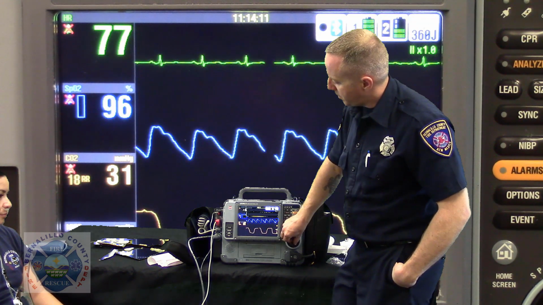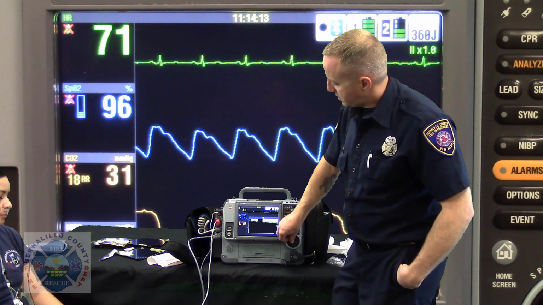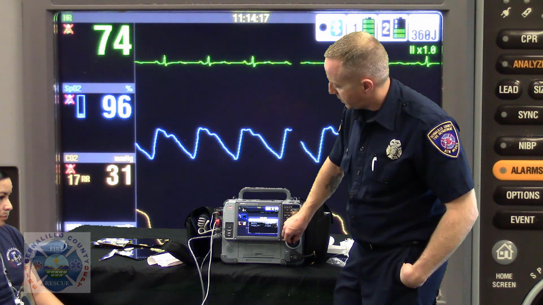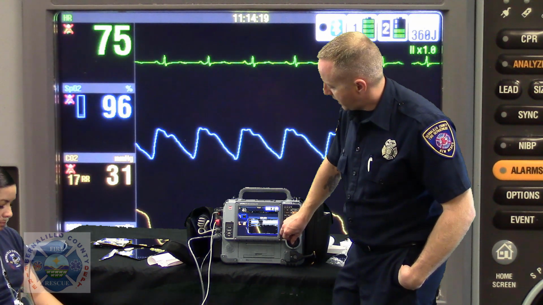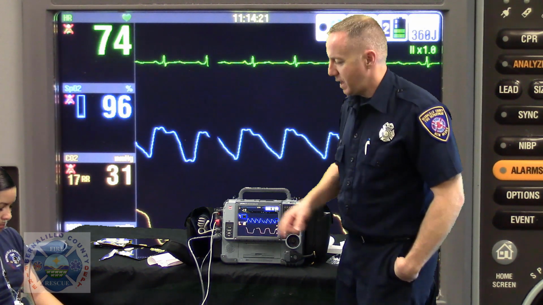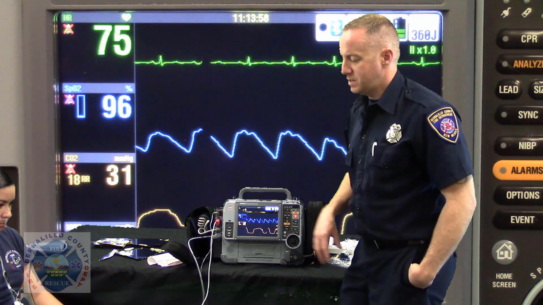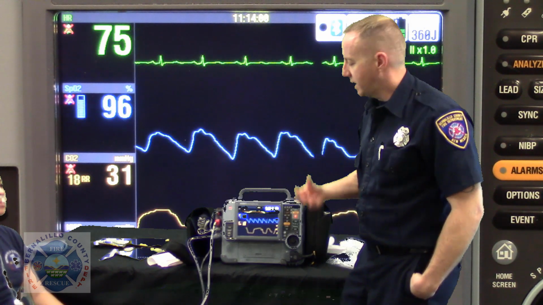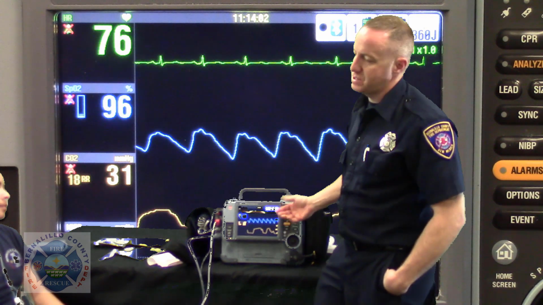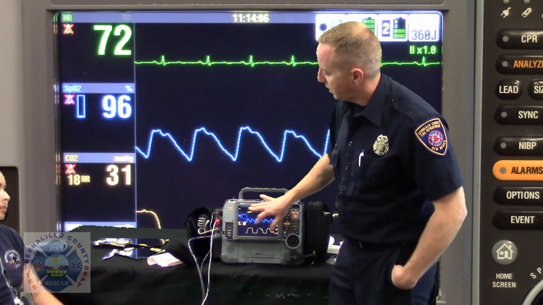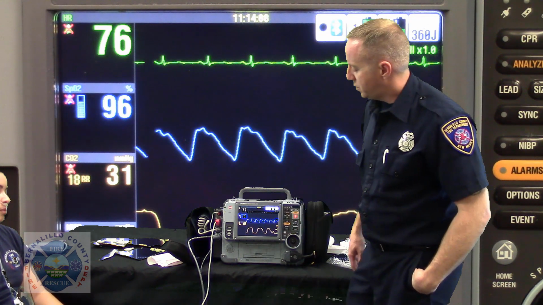What I'm going to rather choose to do is turn off the QRS volume, scroll down to my SpO2 volume, and turn that up. Now I know that I'm picking up capillary blood flow pulsations at the finger. I have mechanical activity, I have a pulse, I don't just necessarily have a rhythm. So those are the two differences between QRS volume and SpO2 volume.